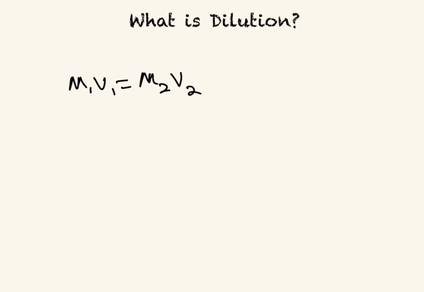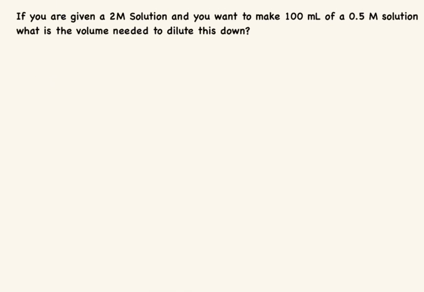Let's start with an example. This problem says if you have 2 molar solution and you want to make 100 milliliters of a 0.5 M solution, what is the volume needed to dilute this down? To set this up, let's start by writing M1V1 equals M2V2. And then from here, there's a really simple trick we can do. We can look at the problem and say, okay, we're given 2 molar solution. So that's what we're first given, so that's instantly going to be our first concentration. And put that in parentheses.